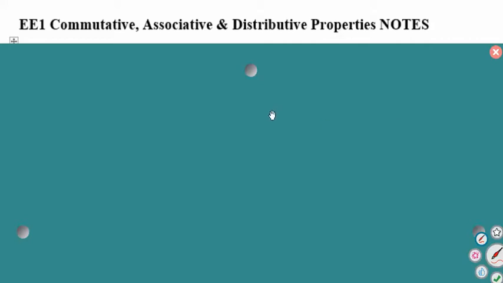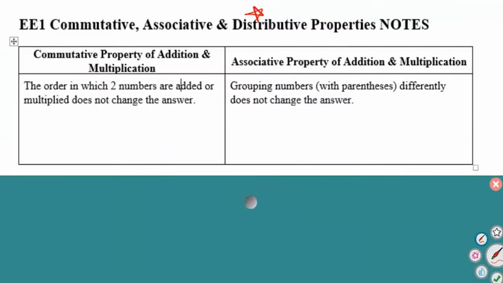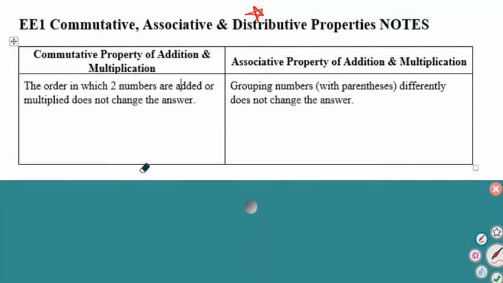All right, today's lesson is on properties. We are going to look at the commutative, associative, and distributive property. Most importantly, we're going to focus on the distributive property, but I want you to be aware of the associative and the commutative. So you should have your notes in front of you, so let's just go ahead and get started.